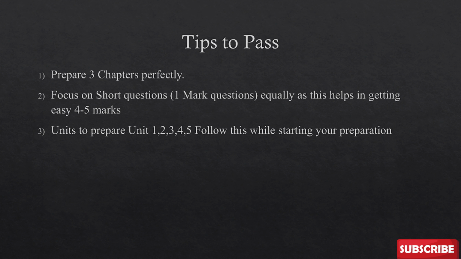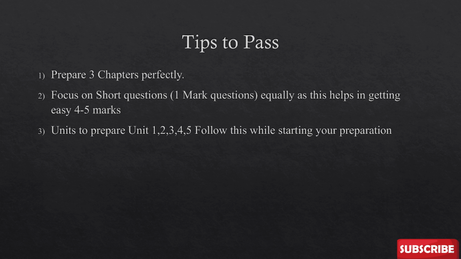The other one is to focus on short questions equally, as this helps in getting 4 to 5 marks. Short questions are really important, and your paper presentation is also important. Starting with the short questions will help you get 4 to 5 marks, which will again help you get pass marks easily. 21 is your pass mark for R22. And the units to prepare are 1, 2, 3, 4, 5. Follow this order while you start your preparation.